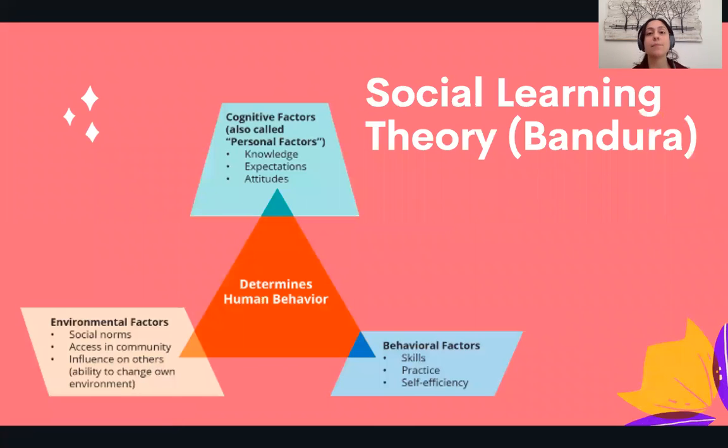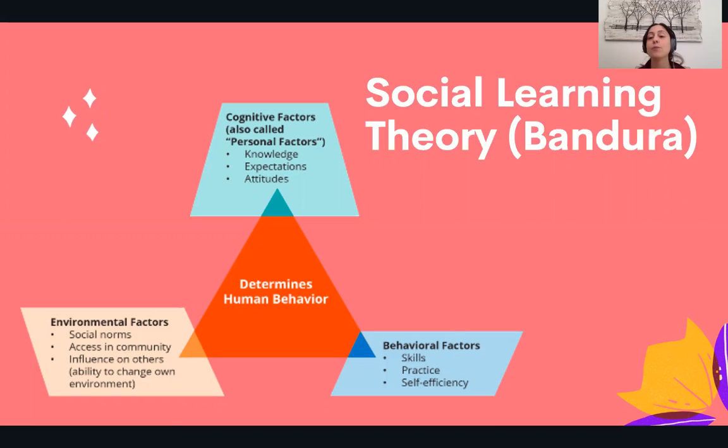One of the main theories in learning is the social learning theory by Bandura. And this emphasizes the role of observational learning or modeling on development. It suggests that we learn by three different factors. First, environment, which involves watching and learning and being exposed to social norms.